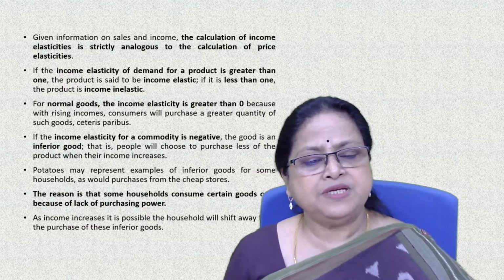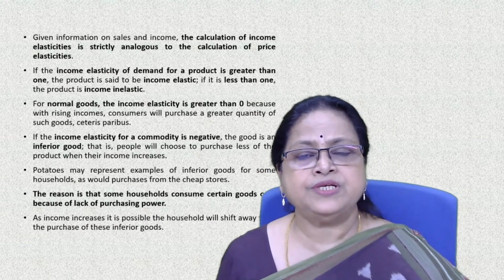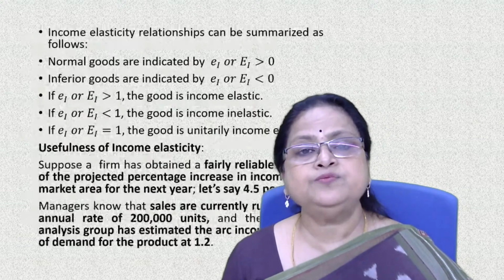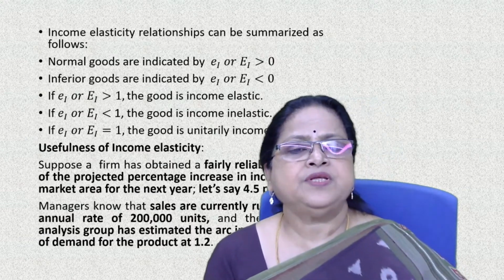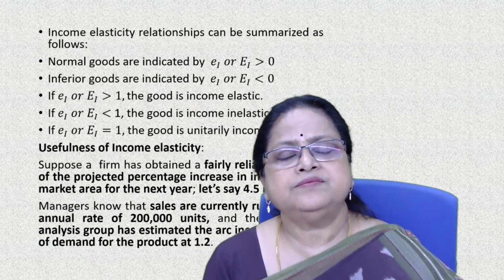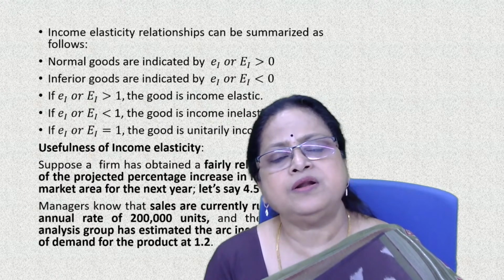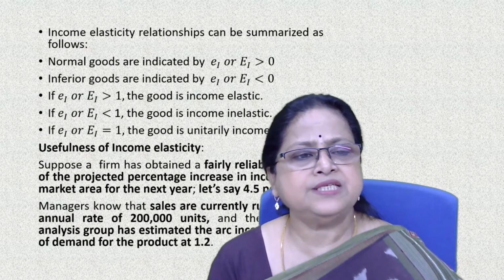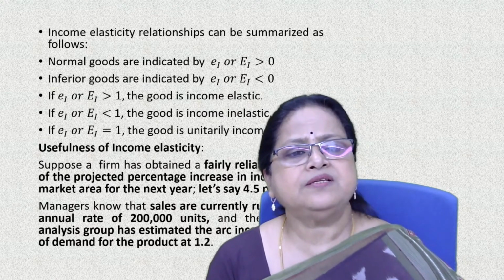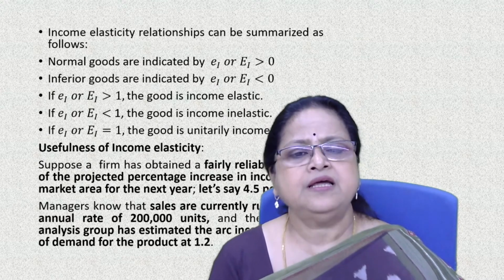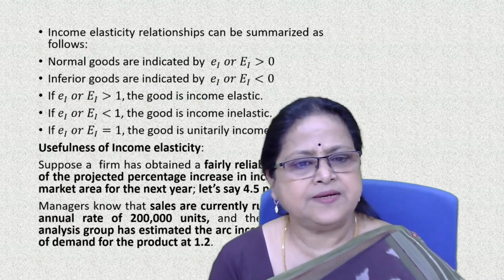And as income increases, it is possible the household will shift away from the purchase of these inferior goods and it will consume the normal goods. The relationships are like this. Normal goods are indicated by point elasticity of income or arc elasticity of income if it is greater than 0. Inferior goods if it is less than 0. And if it is greater than 1, good income elastic, less than 1, income inelastic, then unitarily income elastic.